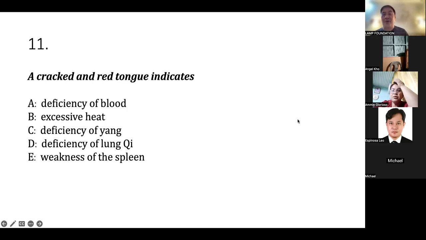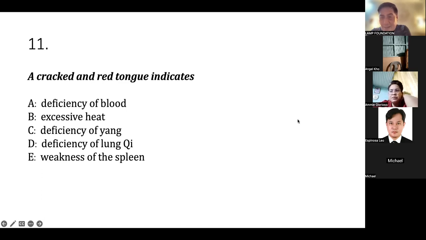Okay, let's go to weakness of the spleen. Anong itsura ng tongue pag weak ang spleen? Sinabi mo ring spleen qi deficiency to eh. Are you going to see a lot of changes, or kokonti lang? Wala masyado, pale lang. Ang basis mo ngayon is yung symptom.